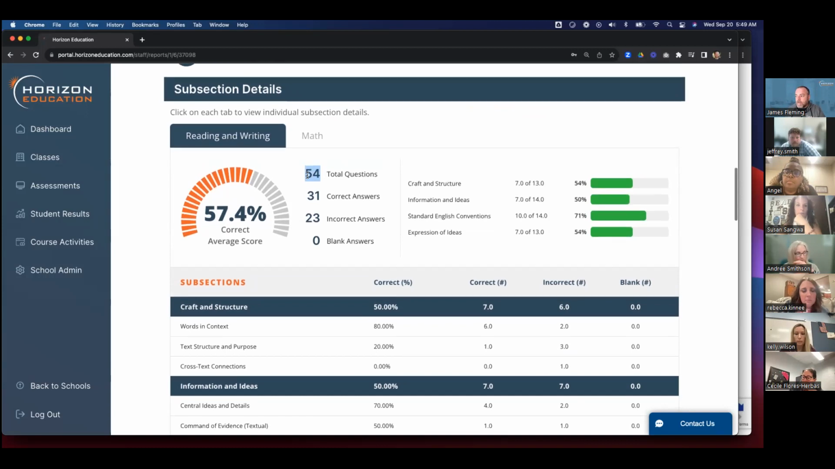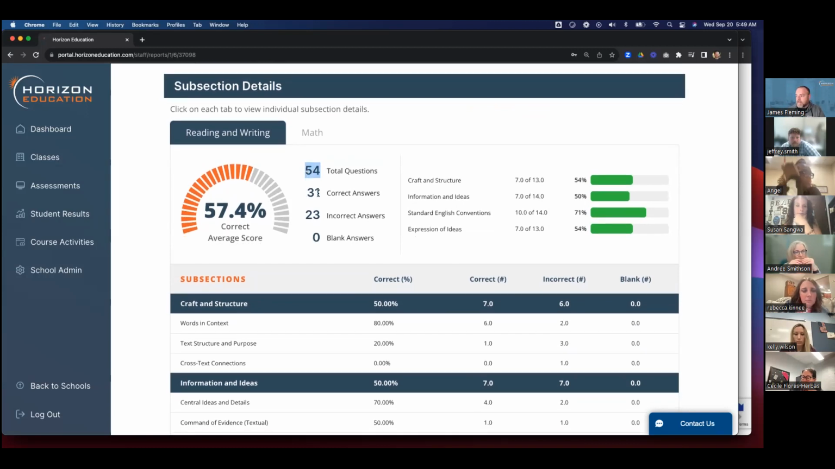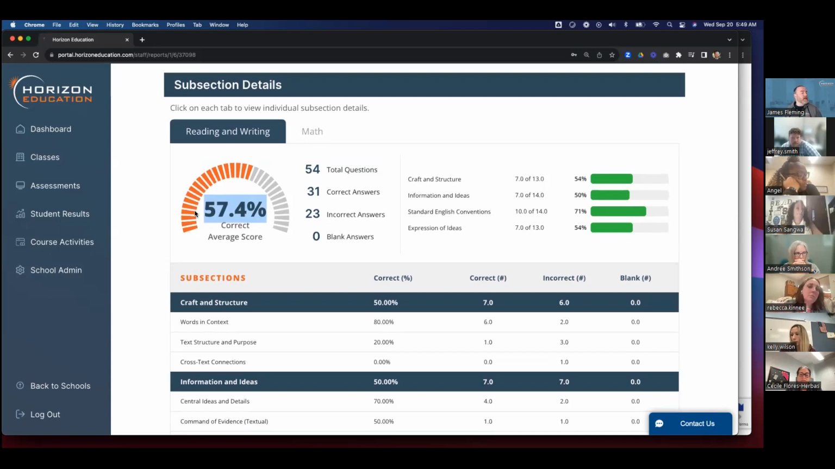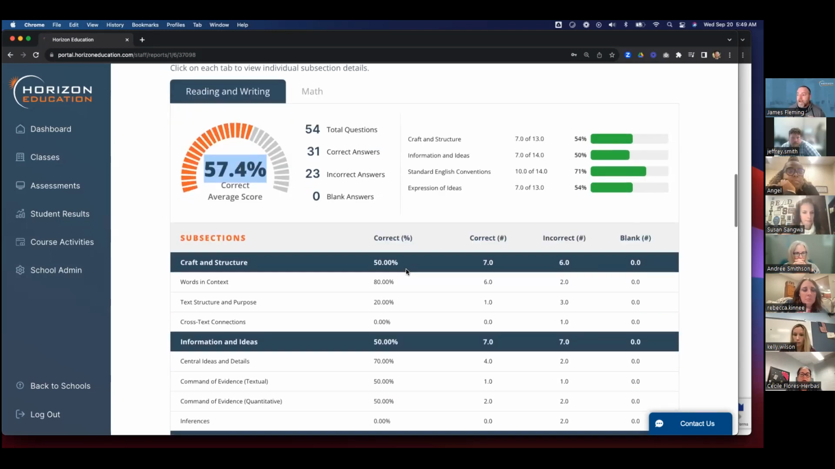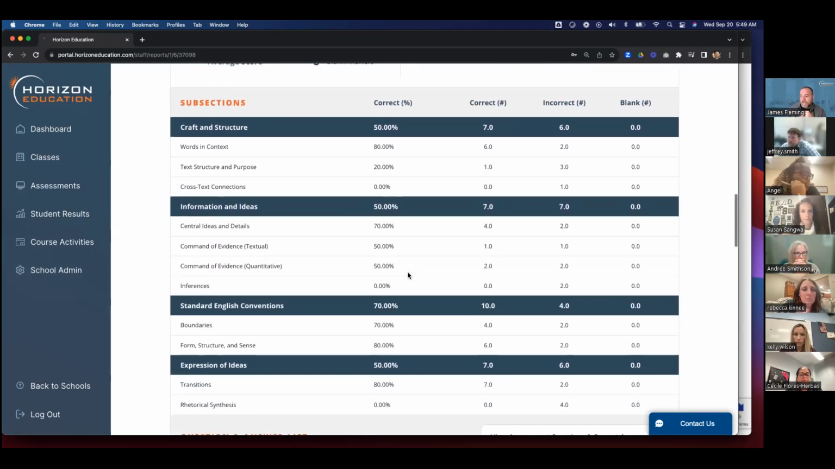So looking at our kiddo, there were 54 reading and writing items, 31 correct, that's great, 23 incorrect, 0 blanks. That's what we like to see. If I was looking at this with a student, I'd be pretty happy with a starting point of 57% correct. Obviously that can go up, but this is a pretty solid start actually. However, underneath here, the student gets a ton of detailed information about their own performance, how they did in the tested areas and within the sub areas, which is all really important.